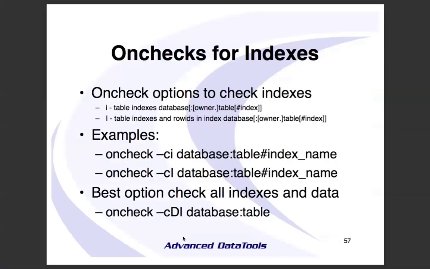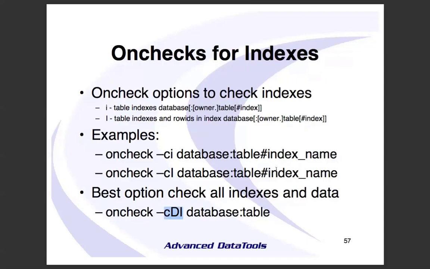And there's a lowercase i and a capital I. The lowercase i just checks the index. The capital I checks the row ID and the database. I actually think it's a waste to run just oncheck -i or -I by itself. I prefer to run oncheck -c -D -I. This will check both the data and the index. So if you're worried about your indexes, run this on the table and it will check all the indexes.